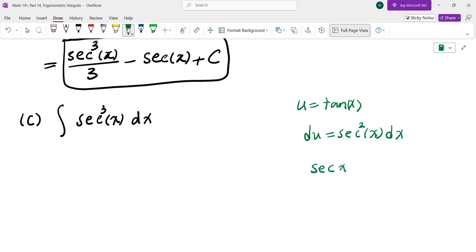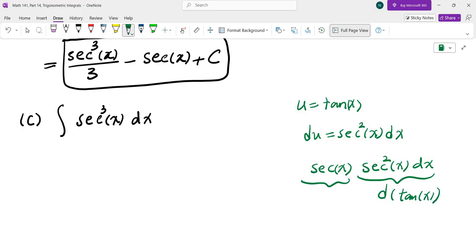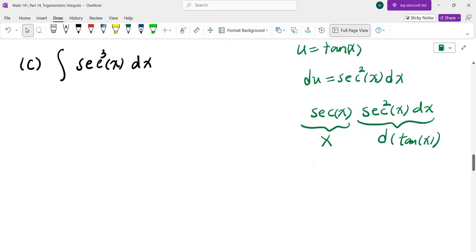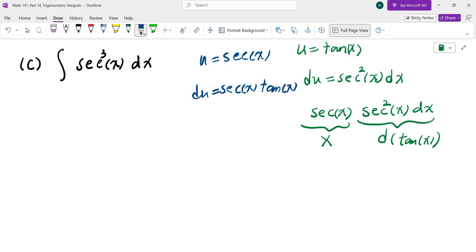But the problem is if we break this up into secant times secant squared dx, this portion is d tangent of x. But this portion is not in terms of tangent. Secant of x cannot be written in terms of tangent. So this is not going to work. If we try u equals secant of x, well, we get du equals secant of x tan of x. We don't really have a tan x.